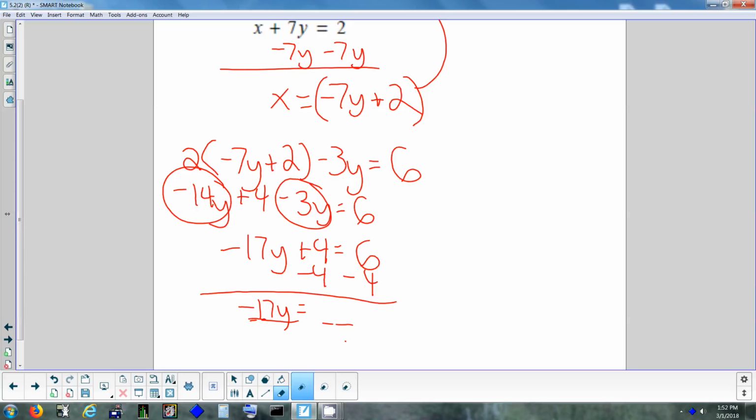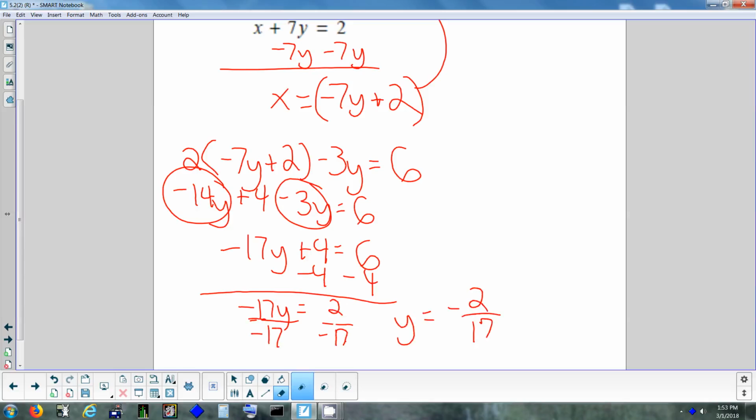Negative 17. So y equals negative 2 over 17. And again, like I told you guys, you're not always gonna get a nice whole number. Most of the time, about 85% of the time, you will get a nice number, but not always. We always divide by the number that's attached to y, which is negative 17.